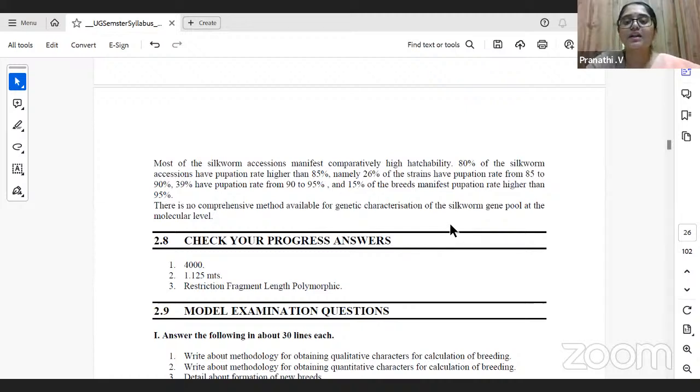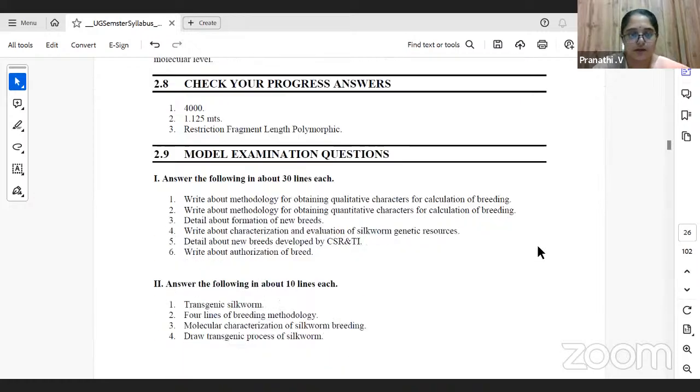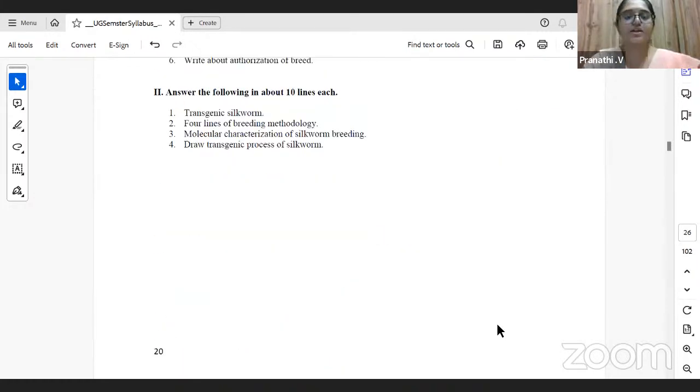Again, genetic characterization of the silkworm gene pool at the molecular level is also checked. You have different kinds of markers, AFLP, RAPD, which will tell you about the DNA of the particular silkworm gene. After you perform your microinjection, and then you do your PCR analysis, you can find out whether the hybrid is formed or not. So this is all about your second topic.